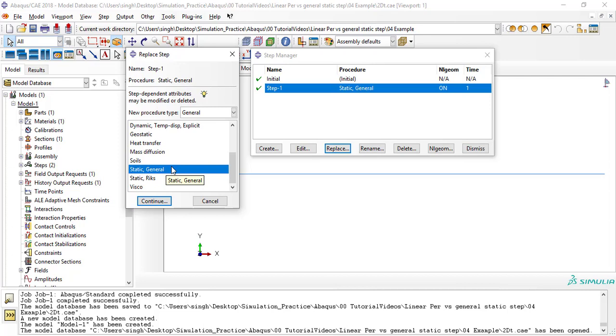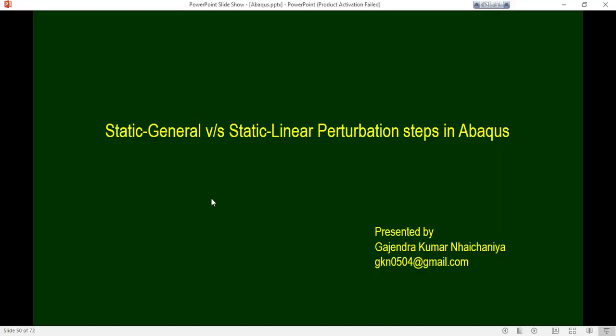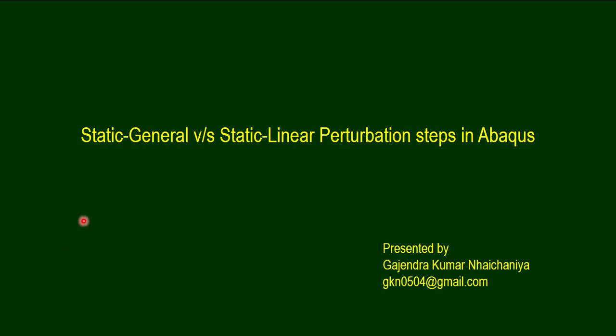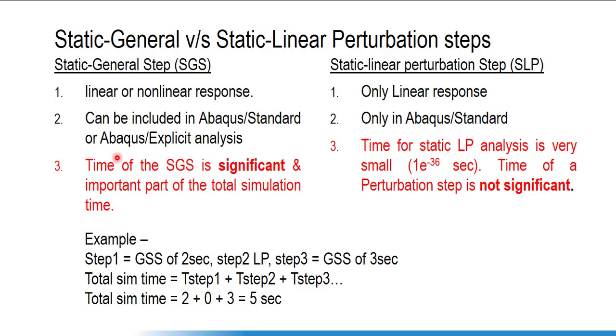For that, let me open the PowerPoint presentation in which I summarized some important points from the Abaqus documentation. Basically, the static step is available in linear and non-linear forms. That means we can perform linear analysis and non-linear analysis. Non-linear means geometric, material and contact non-linearity. I already explained these non-linear analyses using the general static step in my previous videos. To know more about non-linear analysis in the general static step, you may have a look at those.